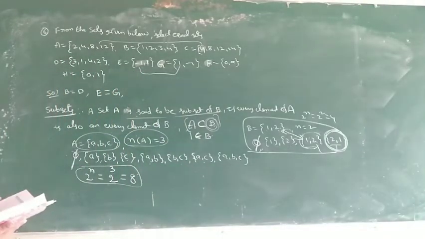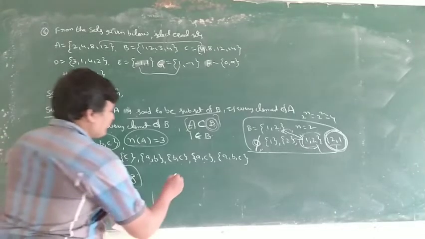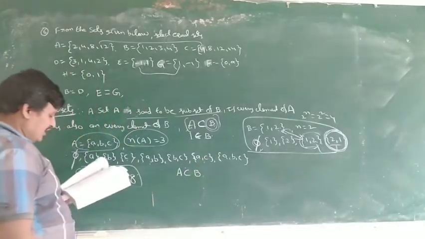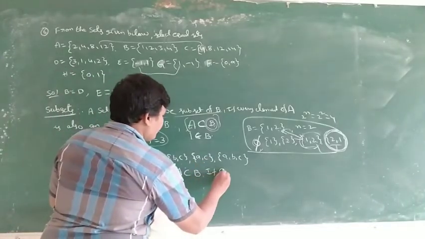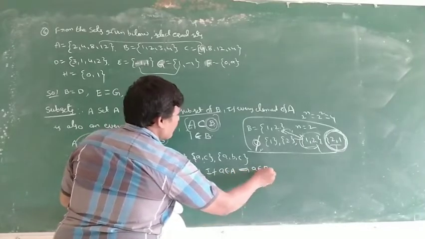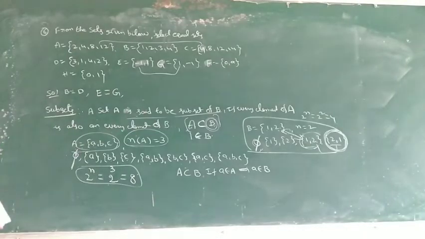Next. So what is the definition? A subset of B, this is the symbol of subset. If x belongs to A, that implies x belongs to B.